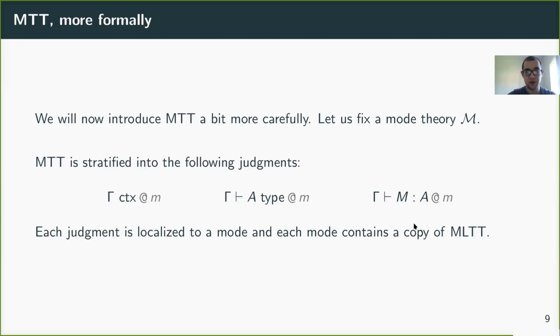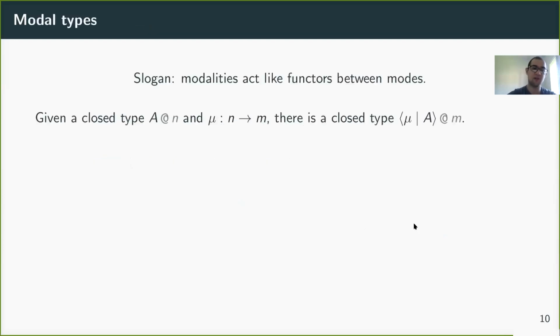But the more interesting bit is the part which does not strictly correspond to MLTT, and that's the modalities. The idea is that a modality acts like a functor between modes. So given a closed type at mode n, and a modality mu going from n to m, we'd like to end up with a closed type at m.